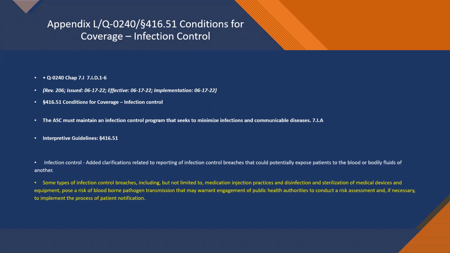Some types of infection control breaches, including but not limited to medication and injection practices, and disinfection and sterilization of medical devices and equipment, pose a risk of bloodborne pathogen transmission that may warrant engagement of public health authorities to conduct a risk assessment and, if necessary, to implement the process of patient notification. So your policy needs to state, if you have one of these issues, how you would notify the state and how you would notify the patient. Next slide.